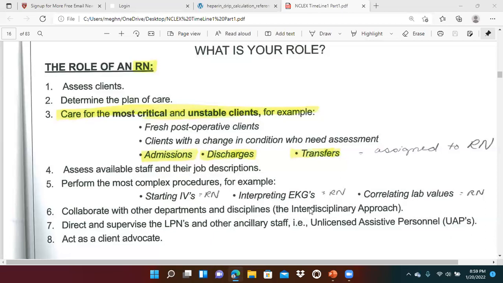It might be an interdisciplinary approach when you talk with other departments in the same hospital, or direct supervision of the LPN or other ancillary staff. So we also have a CNA, or LPN, or new graduate, all supposed to work under the RN. Also act as a client advocate if they need any kind of help to make a decision. So you can do this.